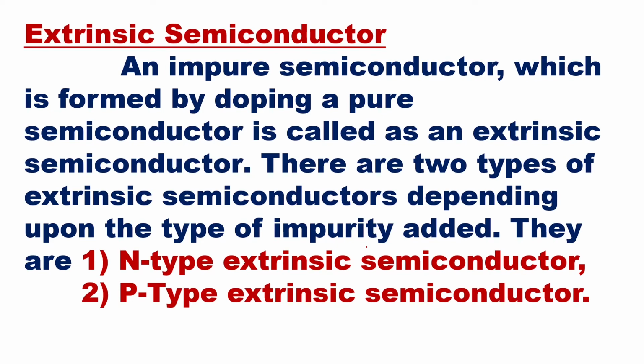That is why we now want to add some impurity to this pure semiconductor so that it becomes an extrinsic semiconductor, and depending upon the type of impurity, we can have an N-type or P-type semiconductor. The definition: an impure semiconductor which is formed by doping a pure semiconductor is called an extrinsic semiconductor. Now I think you know the difference between intrinsic and extrinsic. There are 2 types of extrinsic semiconductors depending upon the type of impurity added. If you add a pentavalent impurity, you get an N-type extrinsic semiconductor. If you add a trivalent impurity, you get a P-type extrinsic semiconductor.